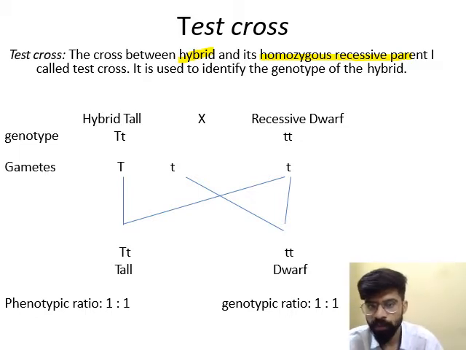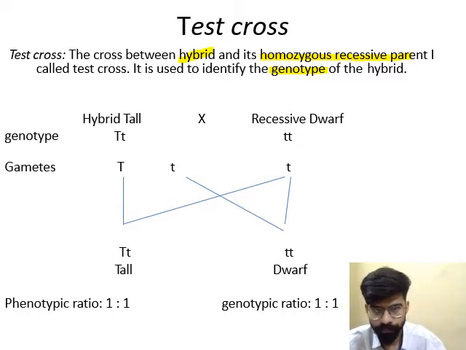Test cross helps to identify the genotype. Genotype means capital T capital T, small t small t, or capital T small t. So we can easily identify the genotype of the hybrid by using the test cross method.